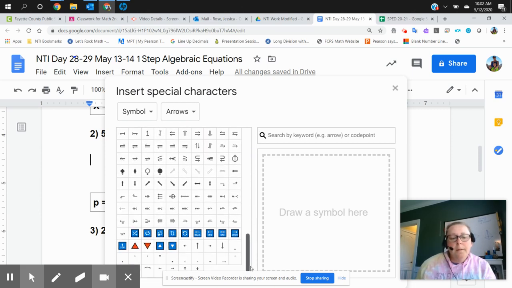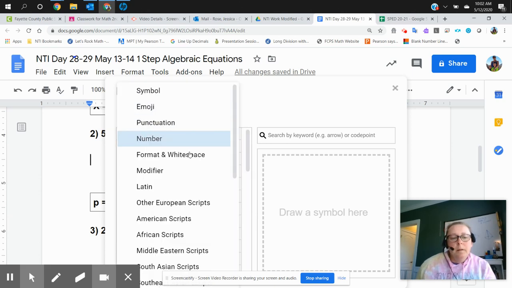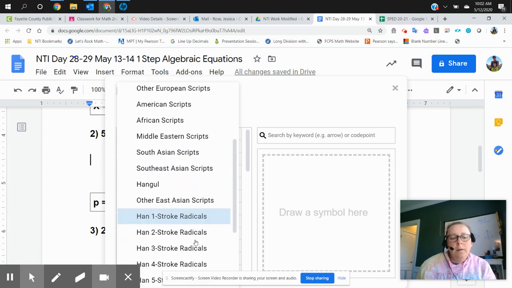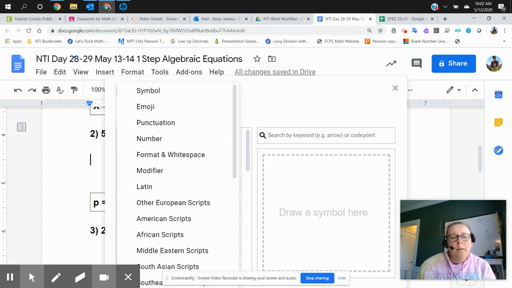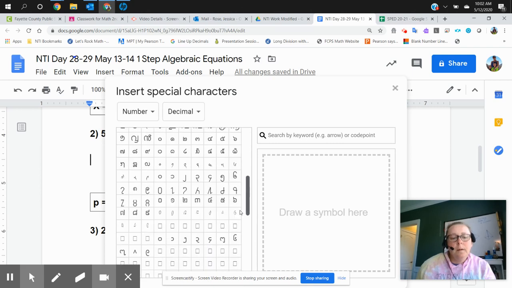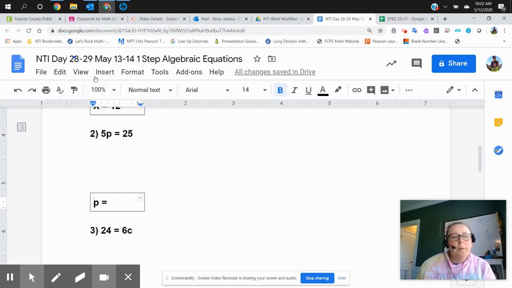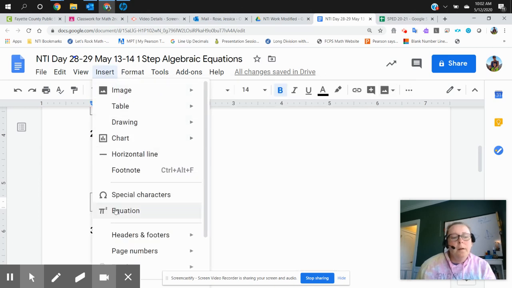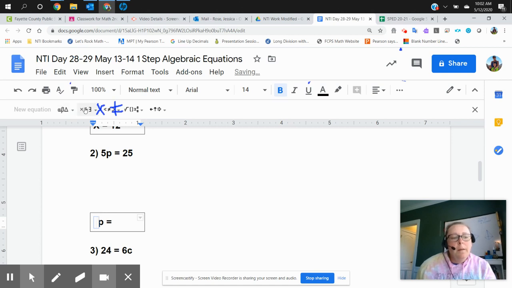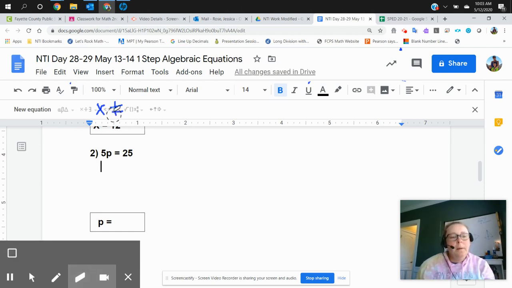And then you have all these characters. And then just scroll down and try to find the divide sign. It's really not fun at all. Or, actually, you'd have to go up here to Insert Equation. That's how you do it. And then you have the divide sign right there. Oops, I put it in the wrong spot. Okay. But instead of doing all that, that's a little bit complicated.